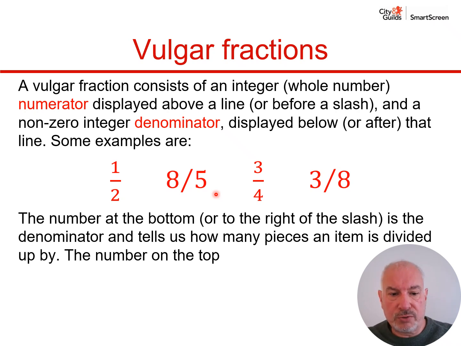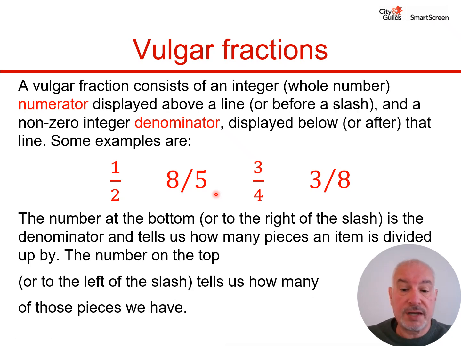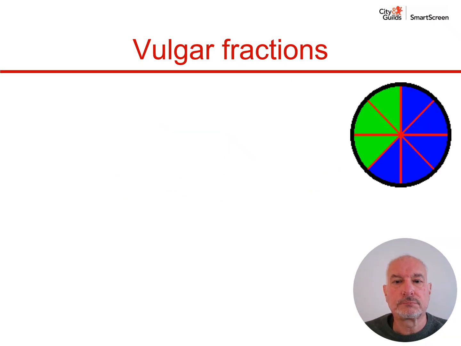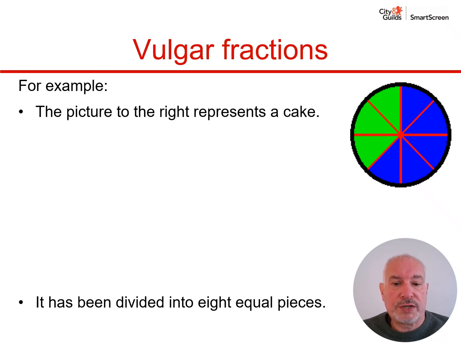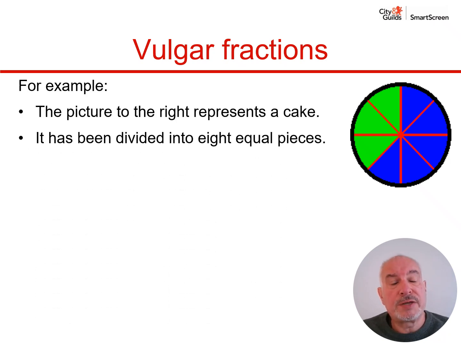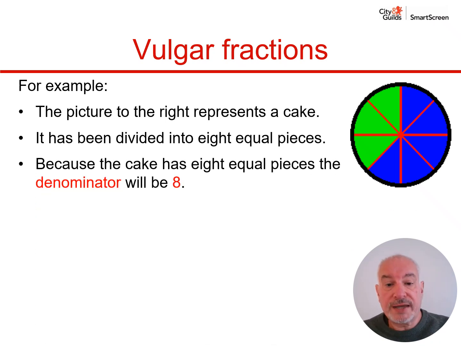So the number at the bottom we've said is the denominator, and that's telling us how many pieces an item is divided up into, and the number at the top is telling us how many of those pieces we have. The picture on the right there just represents a cake. So we can say that the cake is divided up into 8 equal pieces in this example. And because the cake has 8 equal pieces, if we were to write a fraction, that would be the denominator.